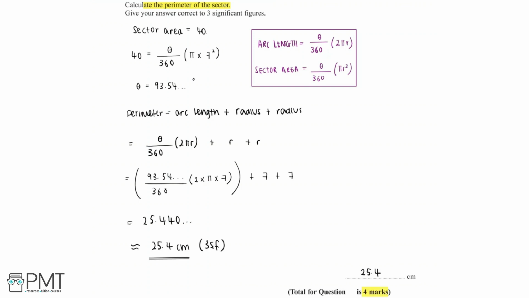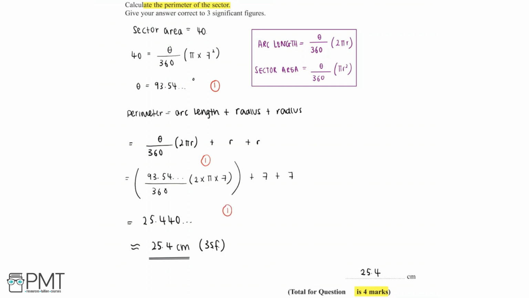Now this question is worth 4 marks. We get the first mark for finding the value of theta. We get the second mark for using this value of theta in order to find the arc length. We get the third mark for finding the perimeter of the sector by doing the arc length plus 7 plus 7.